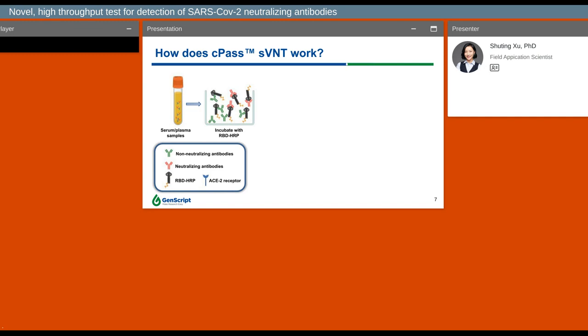So as you can see from the figure, the neutralizing antibodies, when it existing in the samples, it will block the RBD domain trimer, which interacts where the green color indicated non-neutralizing antibodies either does not bind to the RBD domain at all, or it could also possibly bind to the other parts of the RBD domain.